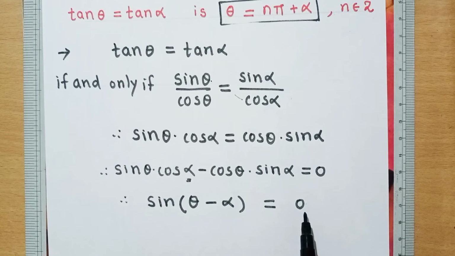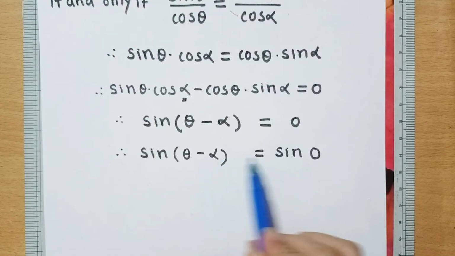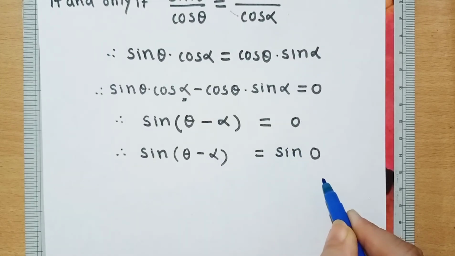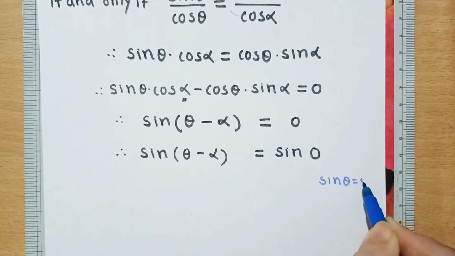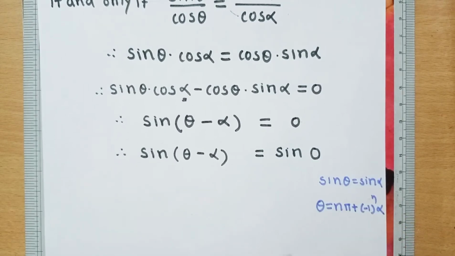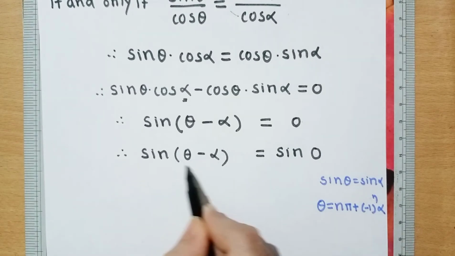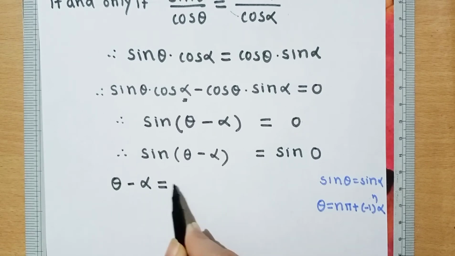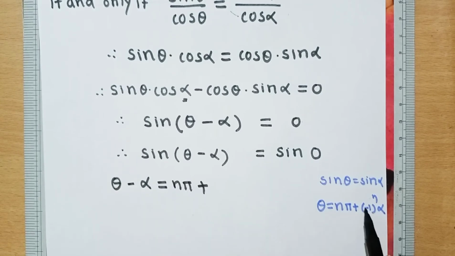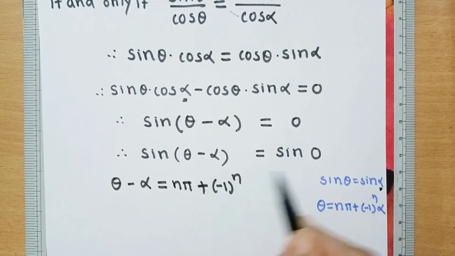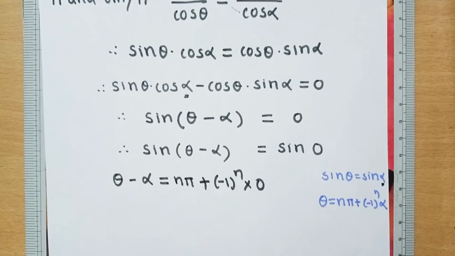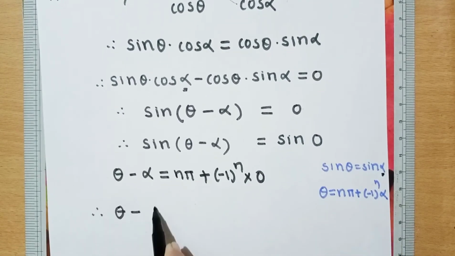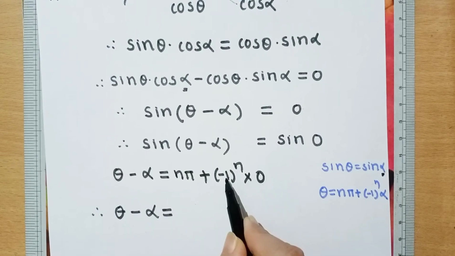Now we will write this 0 as sine of 0. So again the same equation will be, now here we will use the first theorem. We have if sin theta is equal to sin alpha, then this same theorem we will use here. Now the left hand angle is theta minus alpha, that is equal to n pi plus minus 1 raised to n, and this alpha means right hand side angle which is 0, so again that is theta minus alpha is equal to 0 into this is 0.